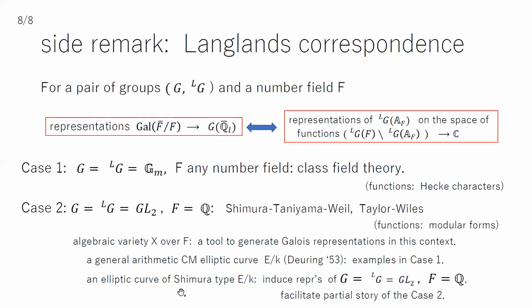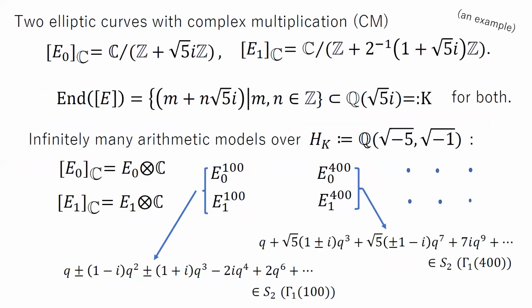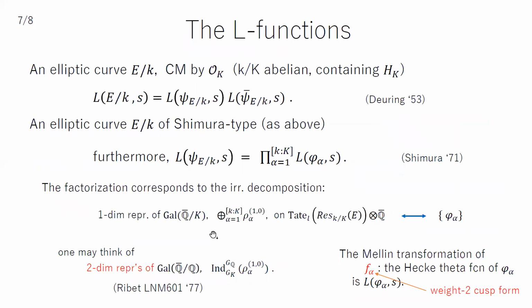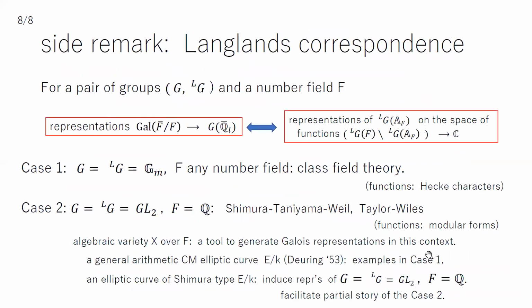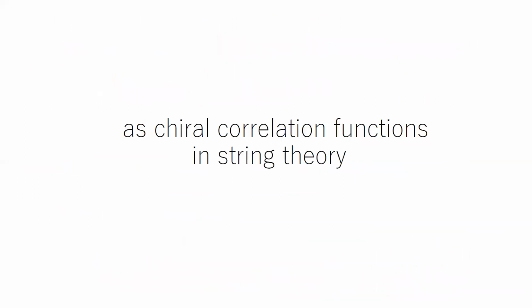In the case of elliptic curves of Shimura type, we can define a one-dimensional representation of the Galois group of the imaginary quadratic field K, and we may think of an induced representation of the Galois group of Q, which takes values in GL2. So this is why those pairs, the two-dimensional representation of the Galois group and the weight two modular forms, are relevant in the context of the Langlands correspondence. So that's the end of the mathematical background review.